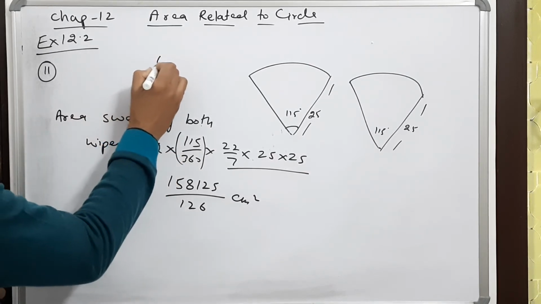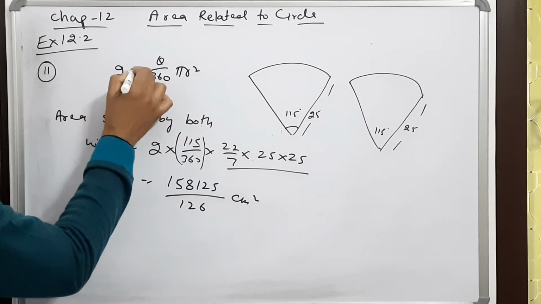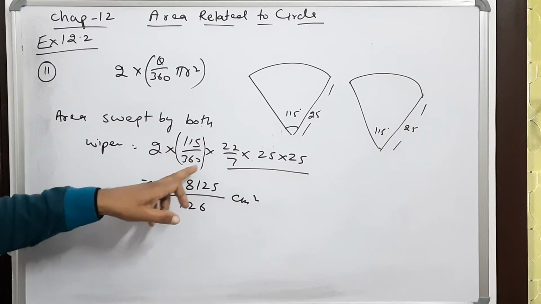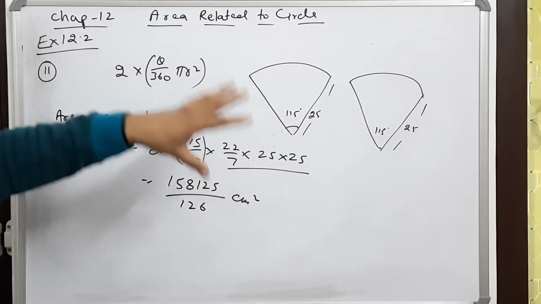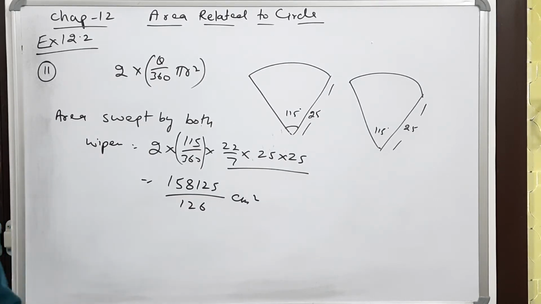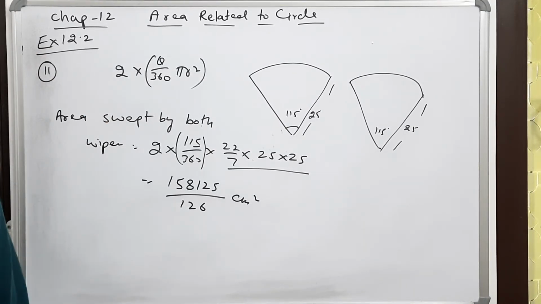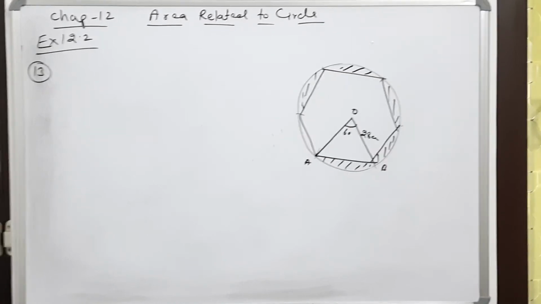You know which formula we have applied here? Theta upon 360 pi r square, and that is multiplied by 2. 2 theta upon 360 pi r square. So in this concept also we are using the area of the sector. Indirectly we can understand that this problem is based on the application of the area of the sector in our daily life. And one more problem I am explaining to you. Please see this now.